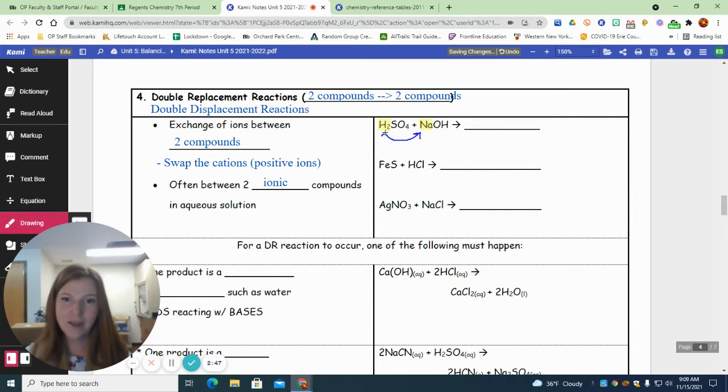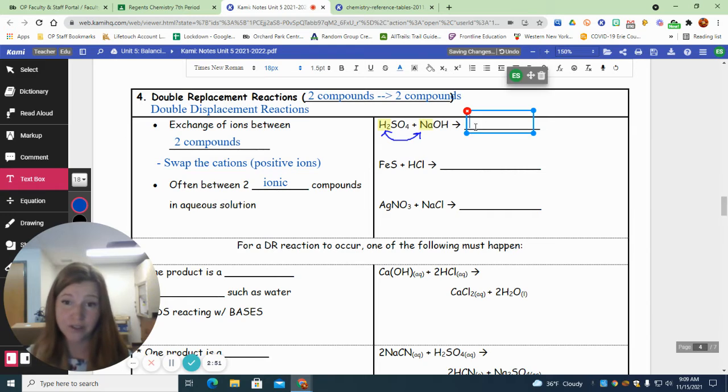Now, anytime you make a new compound, you always have to think about charges. So when I do this swap, I'm going to have Na, which has a +1 charge, and that's combining with SO4, and SO4 has a -2 charge. So think about what the formula would be for this compound. It would be Na2SO4 when you cross and drop. So that's the first thing.